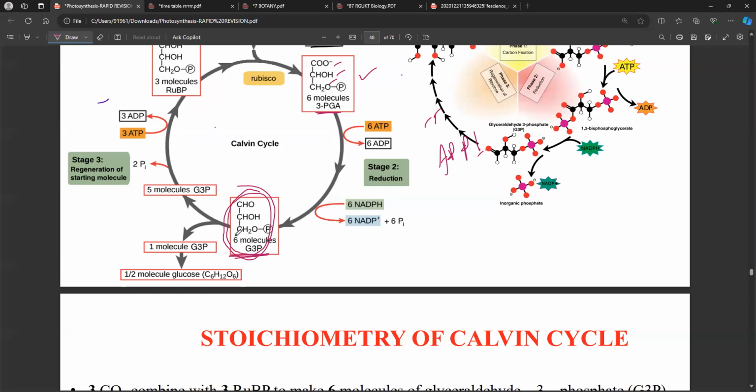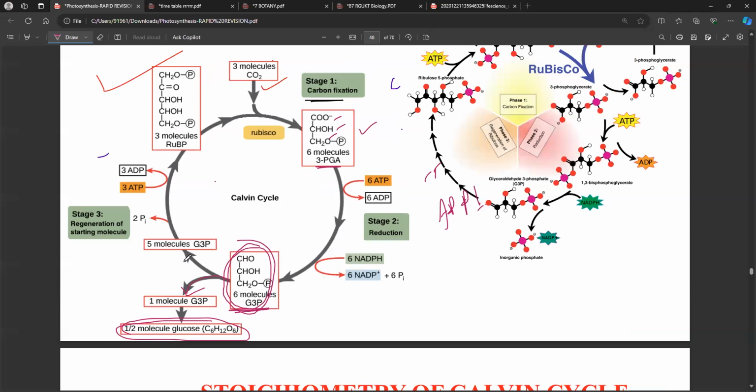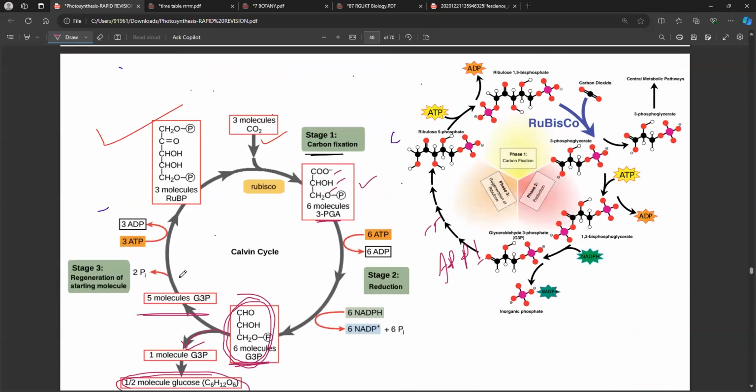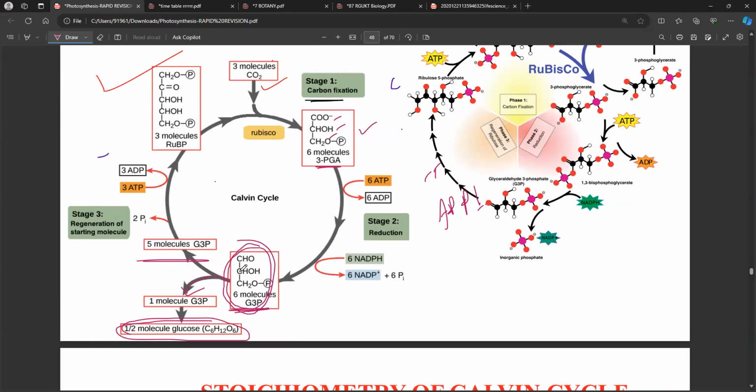You can see that. Now what's happening? Out of 6 molecules of G3P, only 1 molecule of G3P comes out of the cycle. 1 is enough. Out of 6 molecules of G3P, 1 molecule comes out and it is going to produce only half a molecule of glucose. And how many G3P are left? 5 molecules of G3P are left. Each G3P is how many carbons? 1, 2, 3. 3 carbon. So 5 into 3, how many carbons do we have? 15 carbon. Now the point is clear, right?